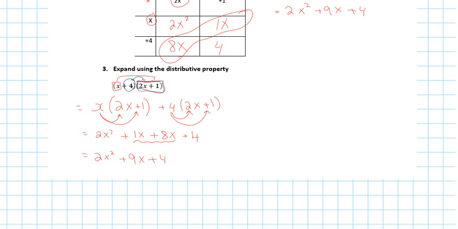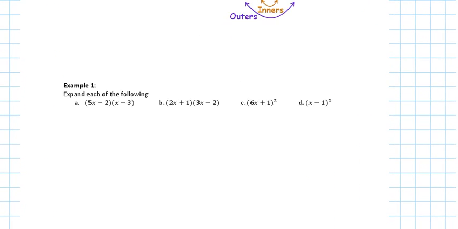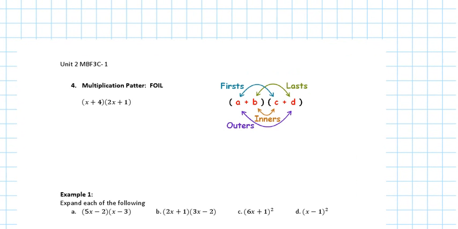So the method that you're going to hear me refer to, other than the distributive property, is called the FOIL method. That's the method that I will be using in class. I won't be using the chart. I won't be expanding using the distributive property. I'm going to be using the FOIL method. Now, where does the acronym FOIL come from? It comes from first, outer, inner, last.